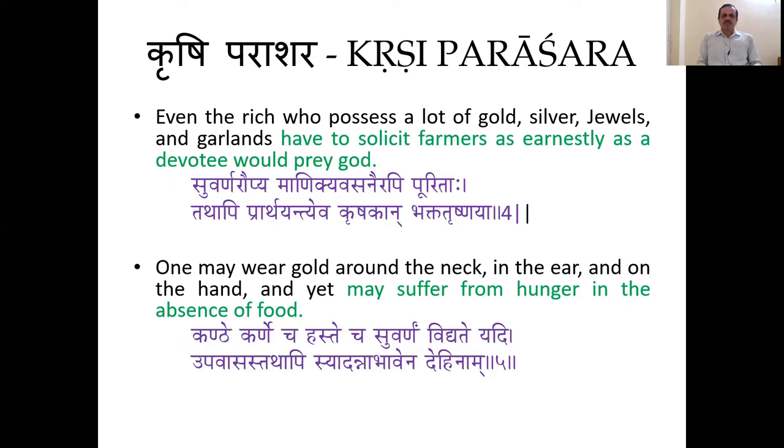Suvarna raupya manikya vasanair vipuritaha, tathapi prarthayantyeva krishakan bhakta drishnaya. So they have to solicit farmers as earnestly as a devotee would pray to God. This is how even the rich persons who possess a lot of gold, silver, jewels, and garlands are considered. They too need farmers for food. They should pray to farmers for food.